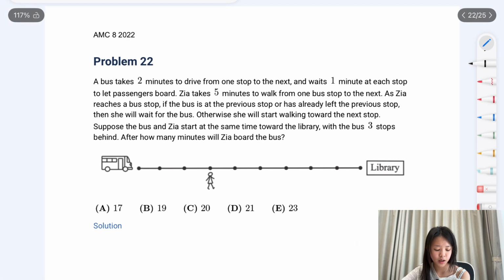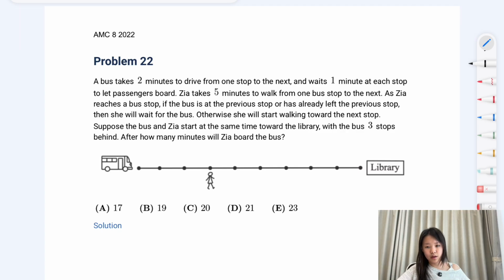Problem 22. A bus takes 2 minutes to drive from one stop to the next and waits 1 minute at each stop to let passengers board. Zia takes 5 minutes to walk from one bus stop to the next. And as she reaches a bus stop, if the bus is at the previous stop or has already left the previous stop, then she will wait for the bus. Otherwise, she will start walking toward the next stop. Suppose the bus and Zia start at the same time towards the library, with the bus 3 stops behind. After how many minutes will Zia board the bus?